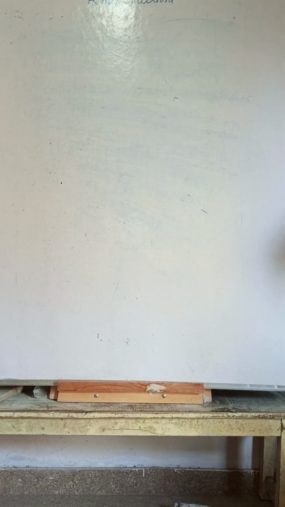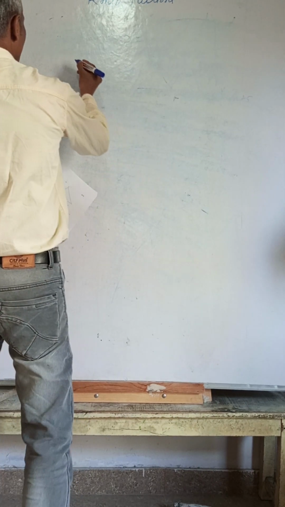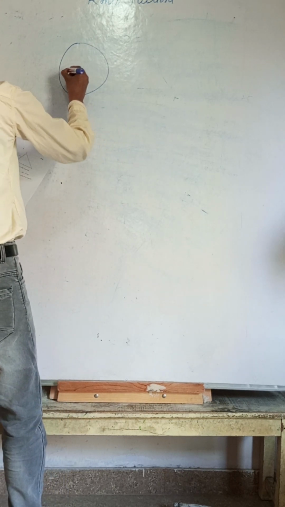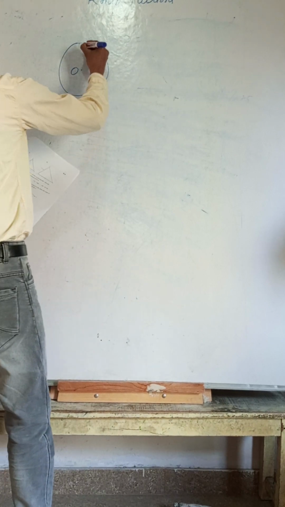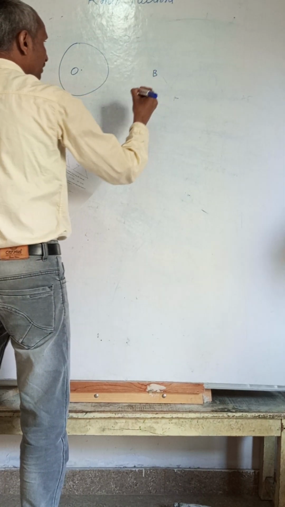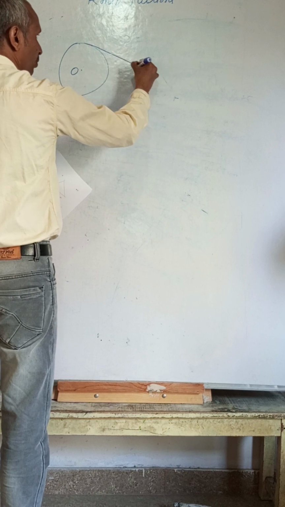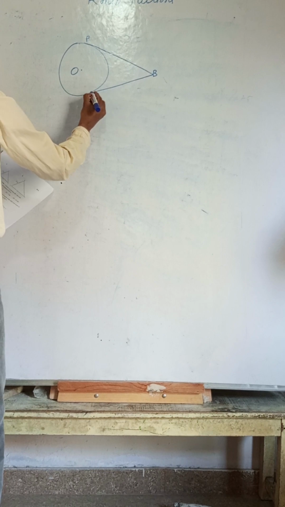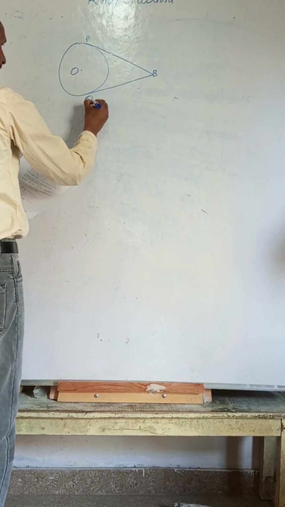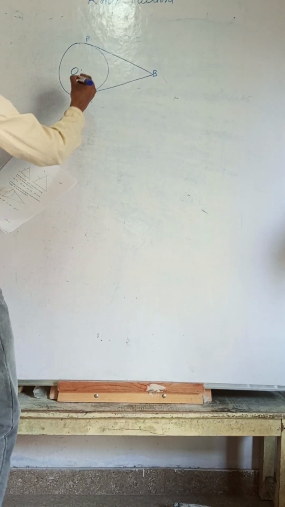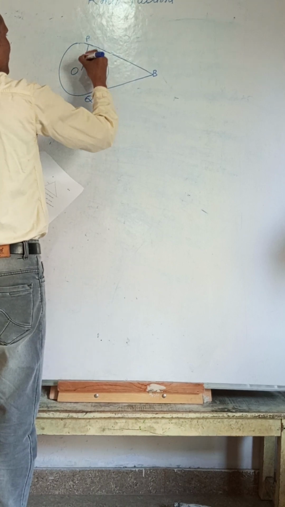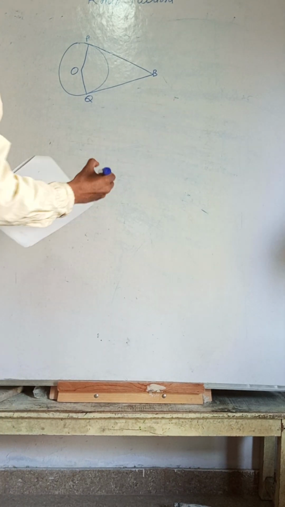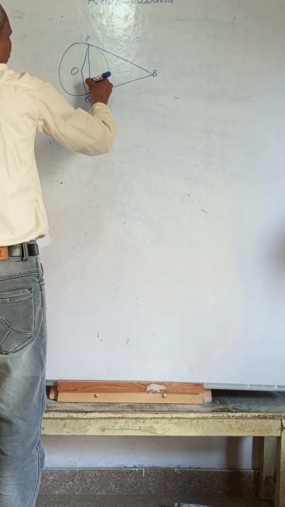Next question is this. A circle is given. O is the center of the circle, and from the external point B, two tangents are drawn: one is BP and another is BQ. From the radius, OP and OQ are the radii. And P and Q are also joined here.